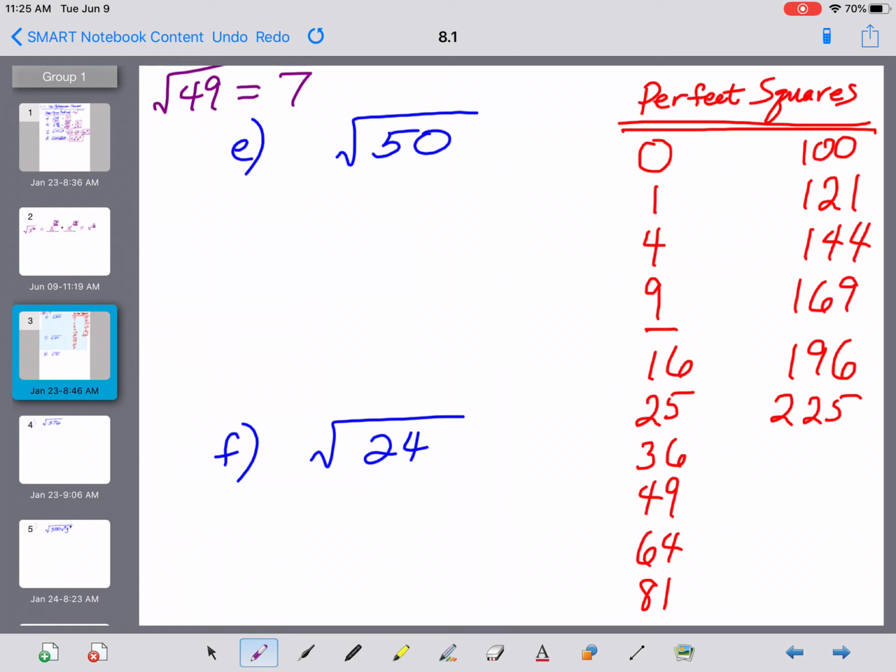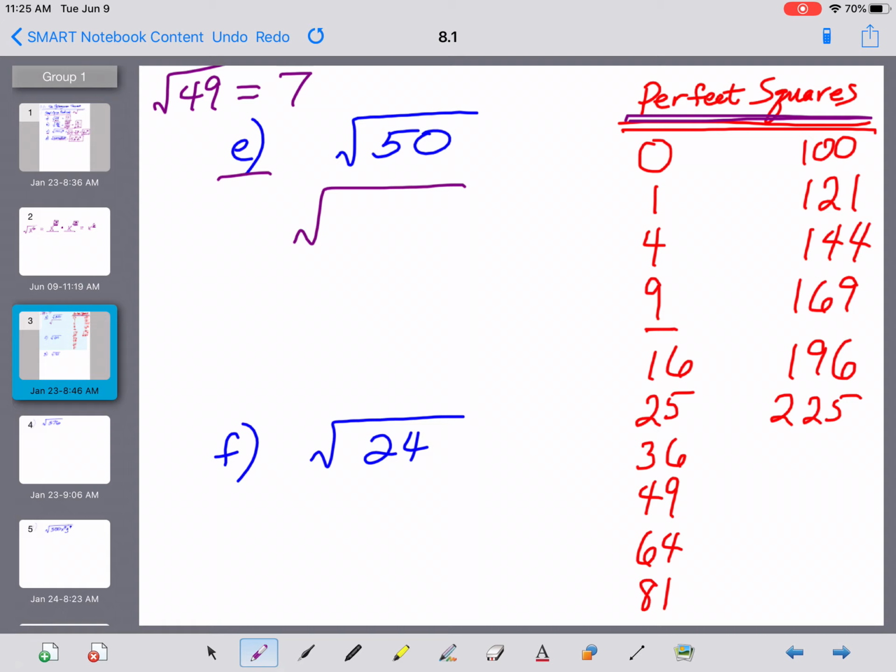All right, so with those in mind, now we're ready to move over here into example E and try to see what we can do with the square root of 50 to simplify that radical. So the first thing we do is we're going to try to break down the 50 into the product of two numbers. And one of those numbers has to be a perfect square that comes from this list over here.